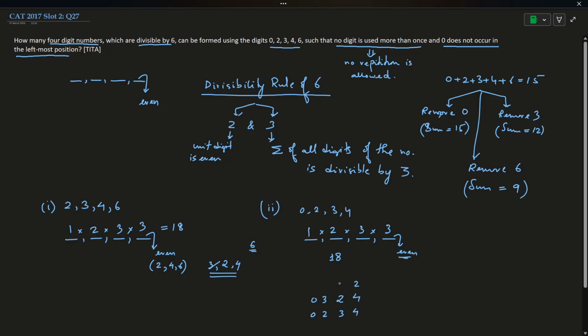I am counting 2, 3, 4. Like these numbers are also counted, but these are not 4-digit numbers, so I have to remove them. That means minus those numbers that are starting with 0 and are even, which means this can be 2 or 4. So 2 ways. This can be done in again 2 ways. This can be done in 1 way. So 4 minus 4, so this will give me 14.